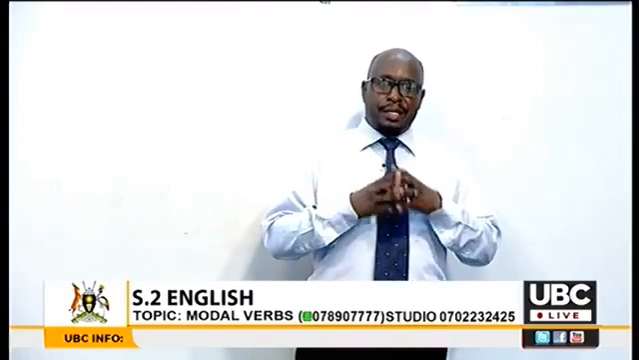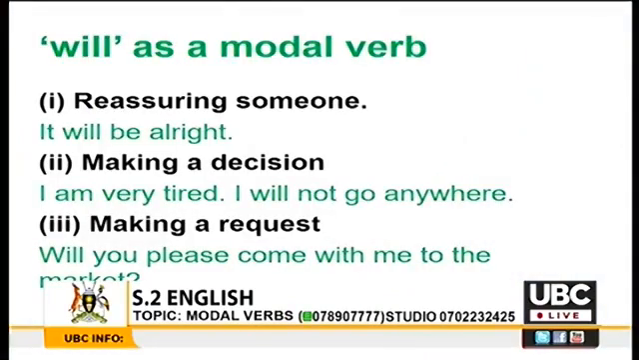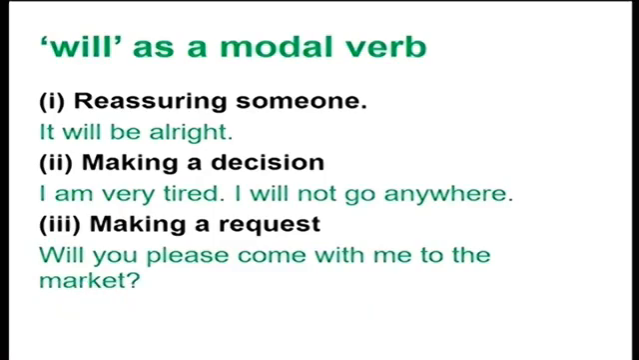We are looking at modal verbs, just to remind you. We have already said that modal verbs can be used in those two instances I've mentioned, to express certainty and to show prediction. Now let's go to another instance where we can use the modal verb will. Will can also be used to reassure someone. For example, it will be all right. I'm assuring someone.